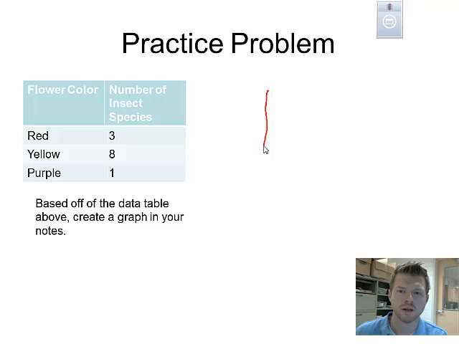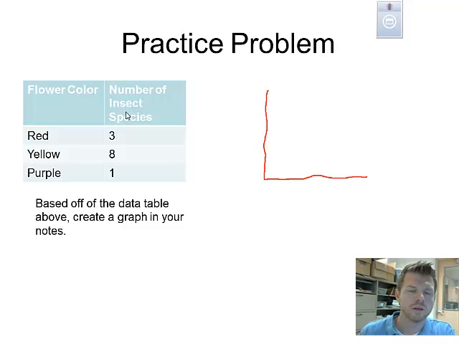Step number 1, draw the X and Y axis. And we need to label that. So we need to know what is the independent and dependent variable. Let's try this. Remember the sentence that we used. The dependent variable depends on the independent variable. So if I were to say the flower color depends on the number of insect species, do the insect species change the flower color? Not really. If I switch that around, the number of insect species depend on the type of flower.